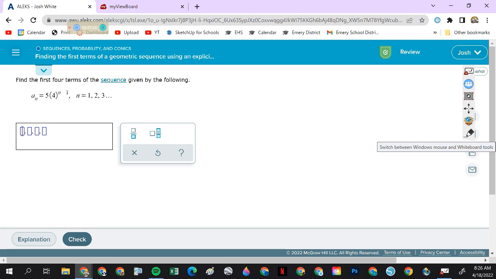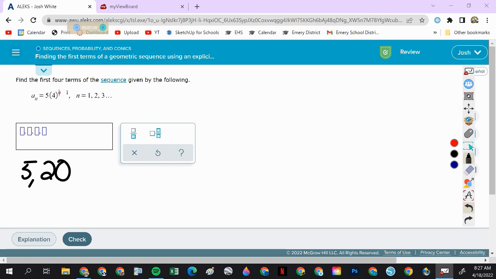All right, this is a geometric sequence, and it wants us to plug in 1. So we stick a 1 there. 1 minus 1 is 0. And 4 to the 0 is not 0, it's 1. So 5 times 1 is 5. Plug in a 2. 2 minus 1 is 1. 4 to the first is 4. And 5 times 4 is 20. And then you just keep going.